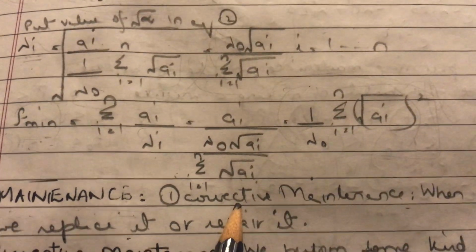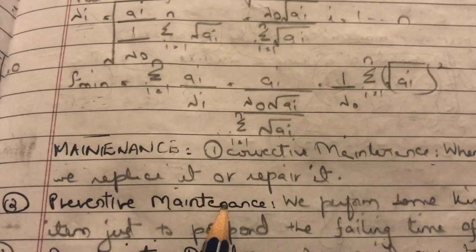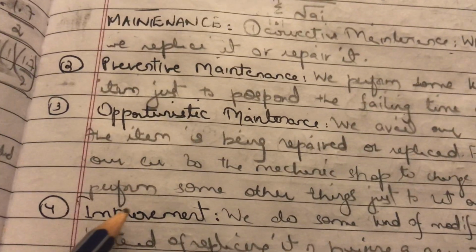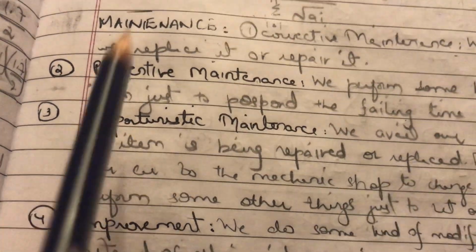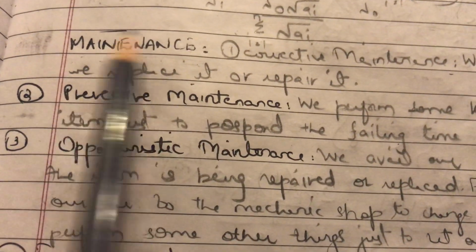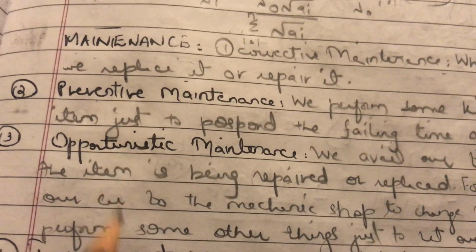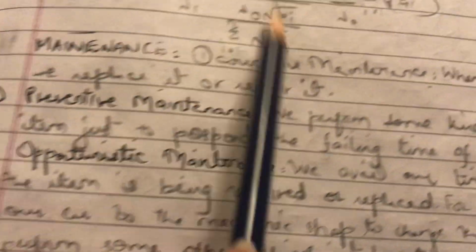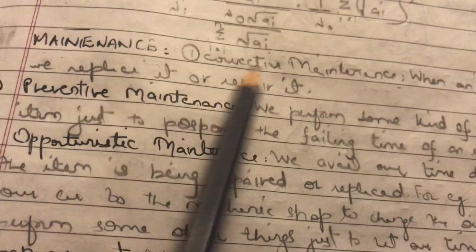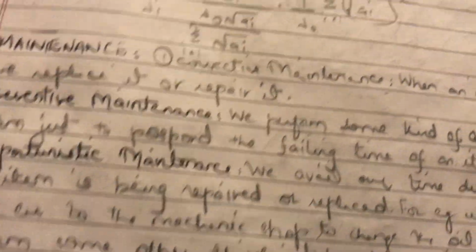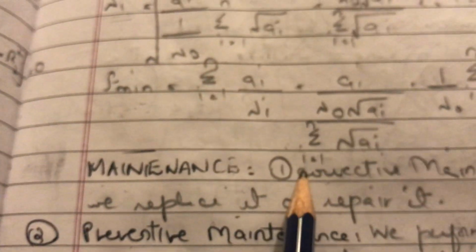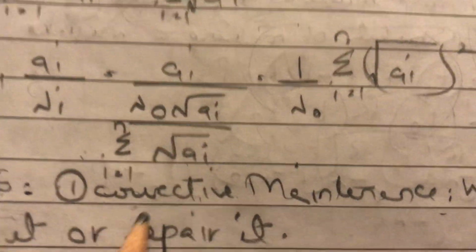One is corrective maintenance, the second is preventive maintenance, the third is opportunistic maintenance, and the fourth is improvement maintenance. Our system can be maintained in these four types. They are not conditions; all four are separate types of maintenance. Okay, so let's go with the first one. That is the corrective maintenance.